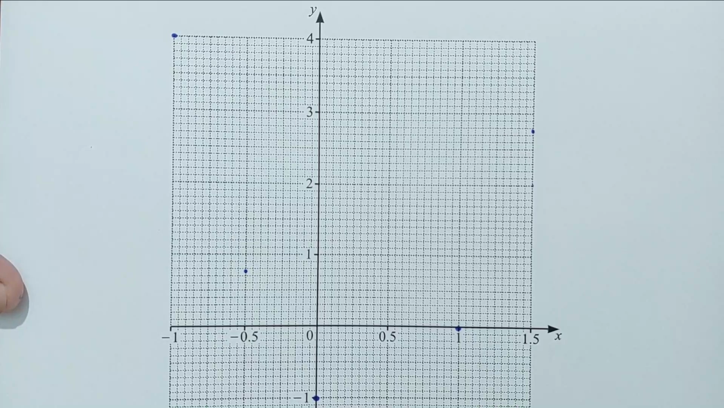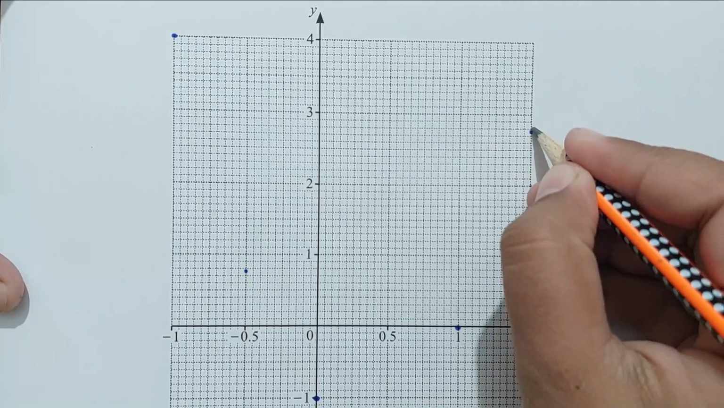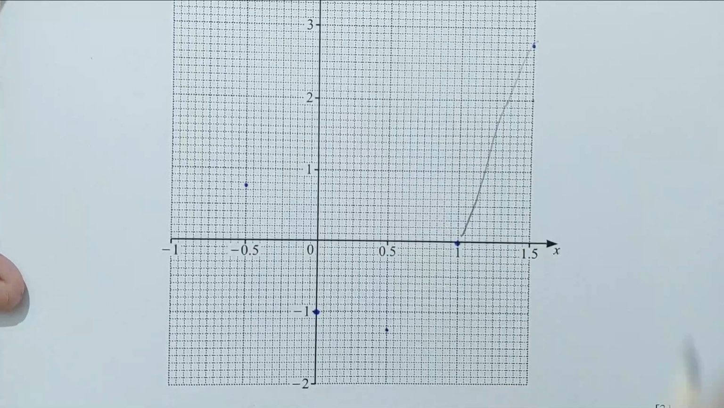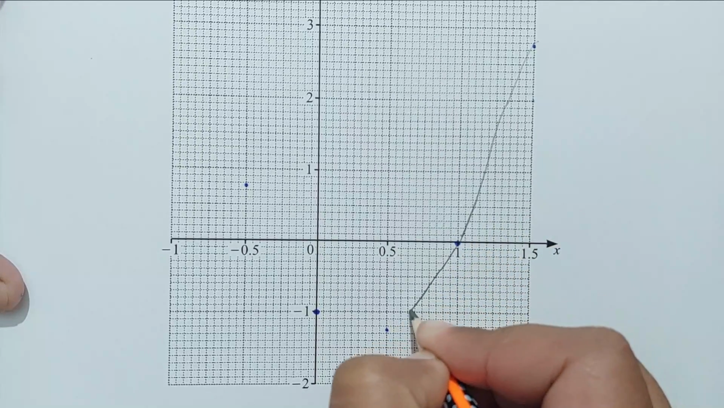Okay, let me connect all the points to get the smooth curve. Make sure your curve passes through all the points.